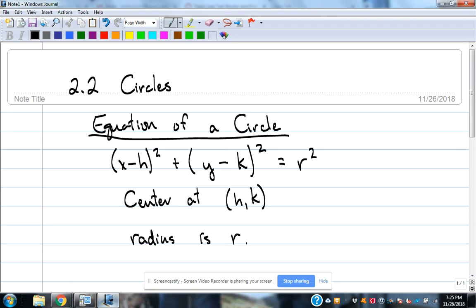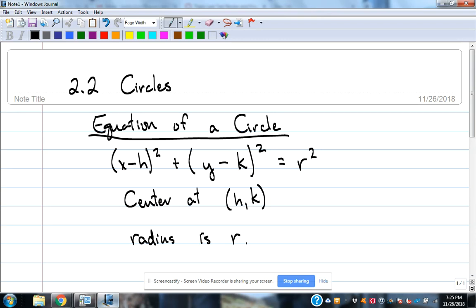So let's do circles. We'll start with the generic equation of a circle. It's x minus h quantity squared plus y minus k quantity squared is equal to r squared. The center of the circle is at (h, k), and then the radius is r.